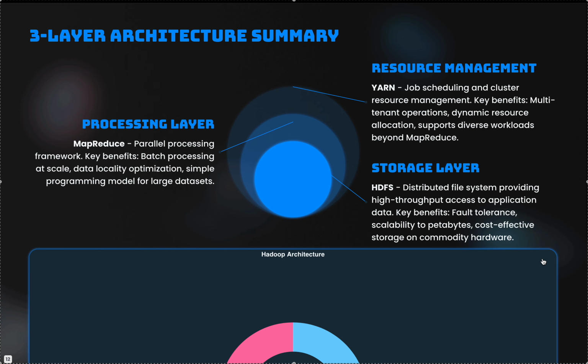Three-layer architecture summary. Hadoop's entire workflow can be summarized into three layers: storage layer, HDFS; processing layer, MapReduce; and resource management layer, YARN. These layers work together seamlessly to handle big data from end to end.